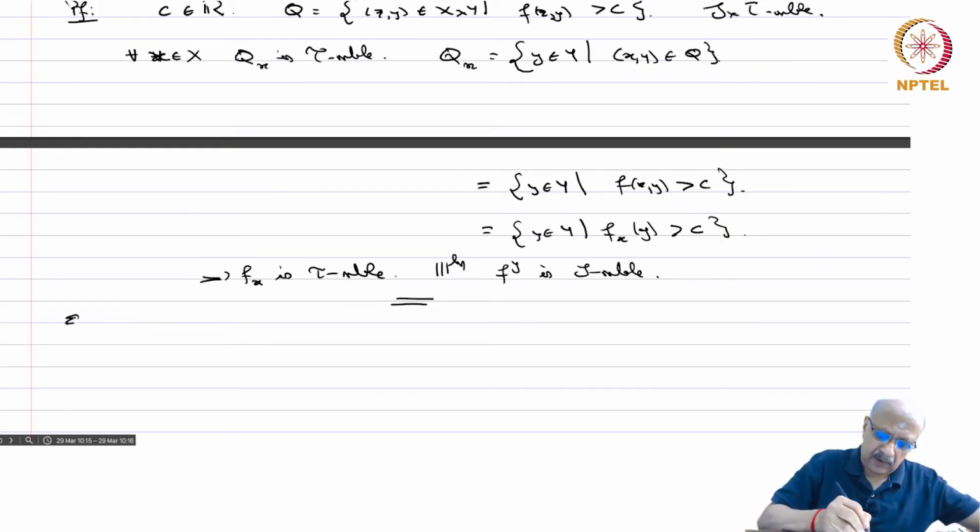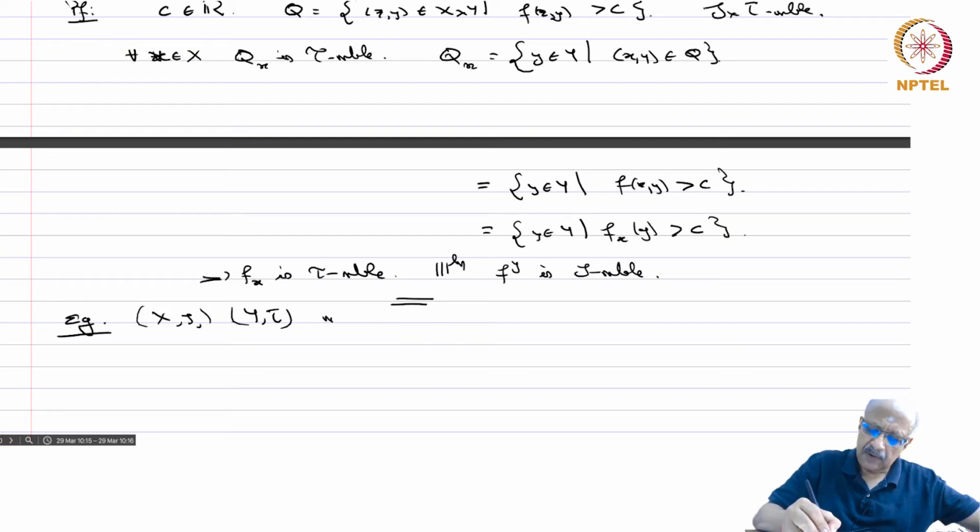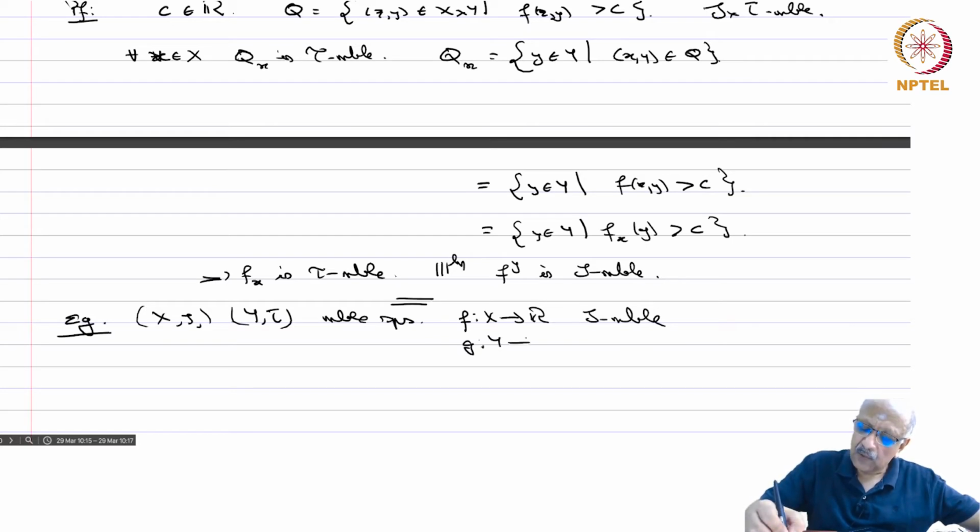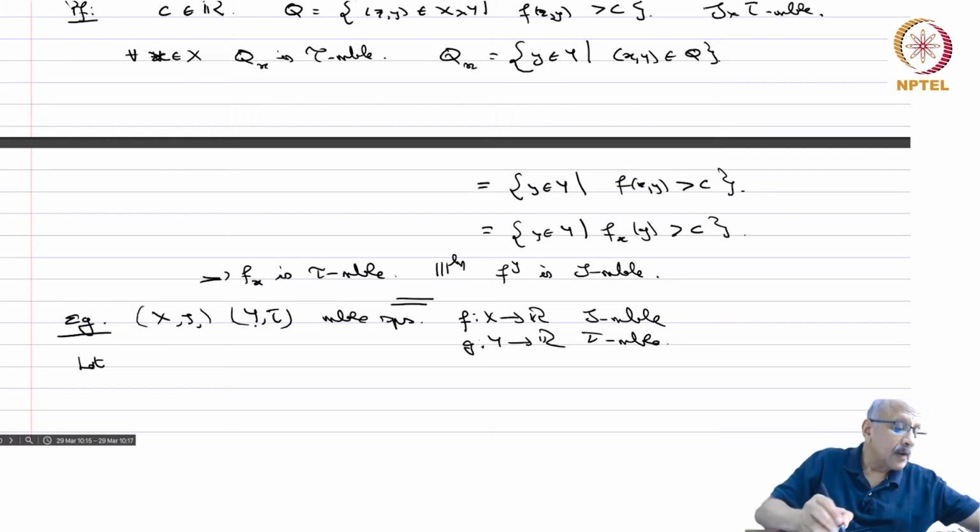Okay, so now an example. (X, S), (Y, T) measurable spaces, f from X to R S measurable, g from Y to R T measurable. Now let capital F(x, y) equal f(x). Okay, we are defining it, it's independent of y.